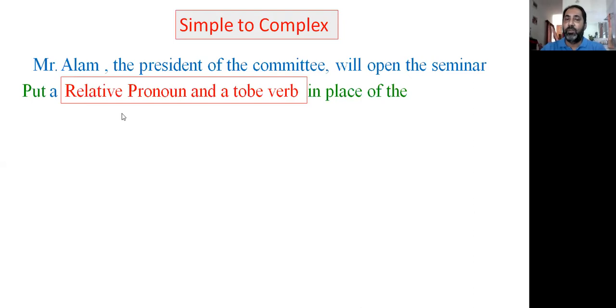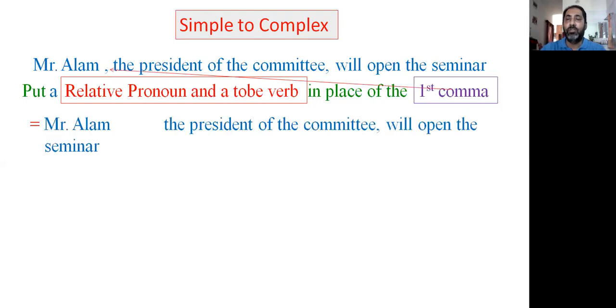Put a relative pronoun and a to be verb in place of the first comma. Where is the first comma? After Mr. Alam. So the sentence is: Mr. Alam who is, with who the relative pronoun and is the to be verb. Mr. Alam who is the president of the committee will open the seminar. Right? This is a complex sentence.